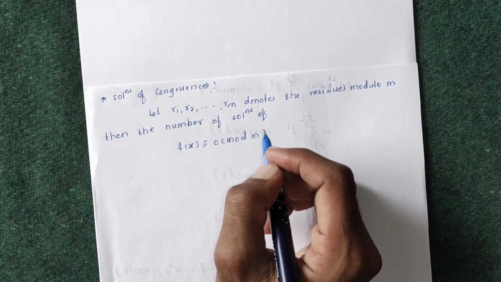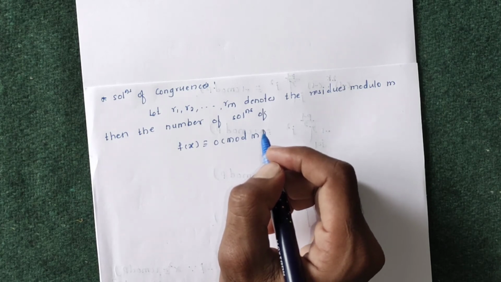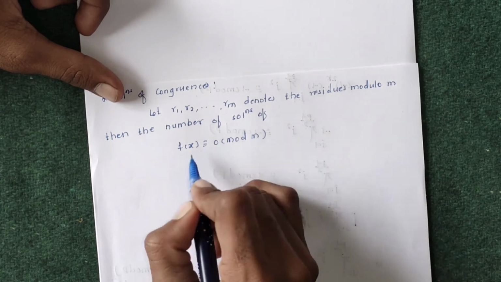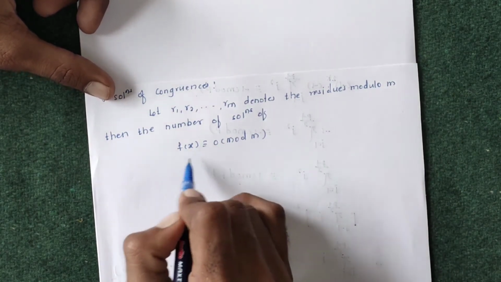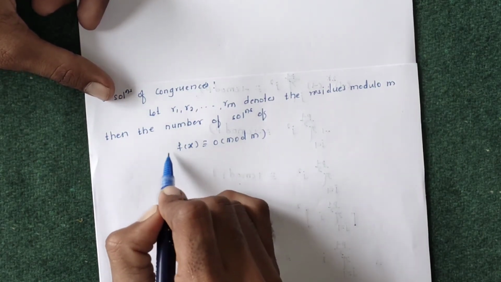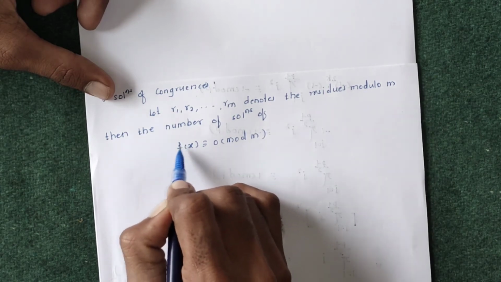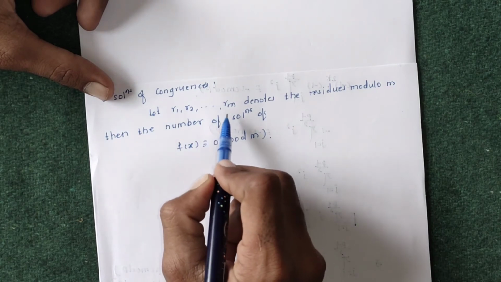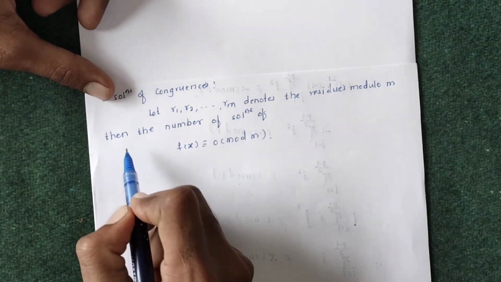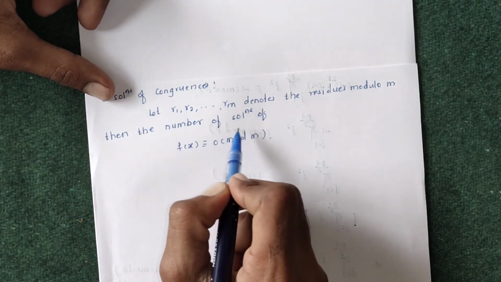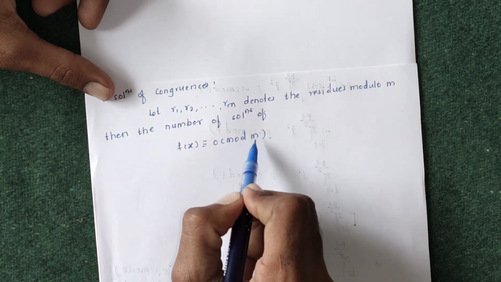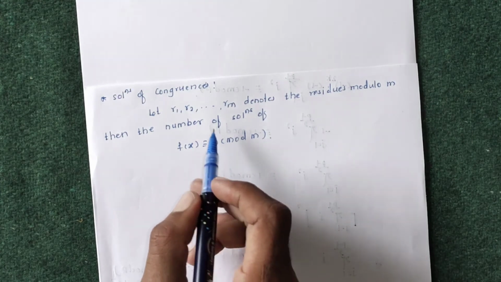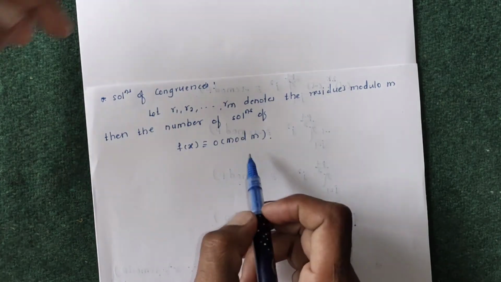Previously we have seen the solution of the congruences in which the congruence is of the form Ax is congruent to b mod m. Today we are going to check the solutions of the congruences in which the element is a polynomial, that is f of x congruent to 0 modulo m. R1, R2, Rm denote the residues under modulo m, or we can say these are the solutions under modulo m whenever these numbers satisfy this congruence.